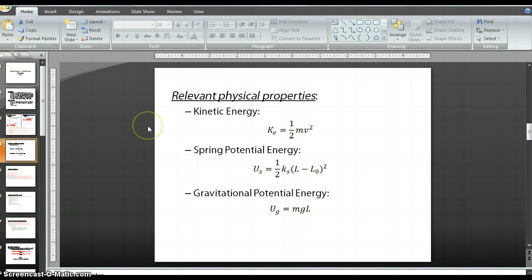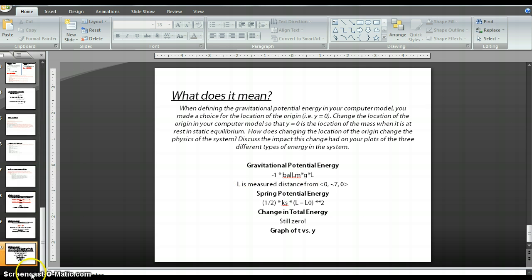And so the relevant physical properties for this lab were, of course, the 3 different types of energy: kinetic, spring potential energy, and gravitational potential energy. And the L that I used in both of my potential energy formulas is the length of the spring measured from the axis, or from the origin.